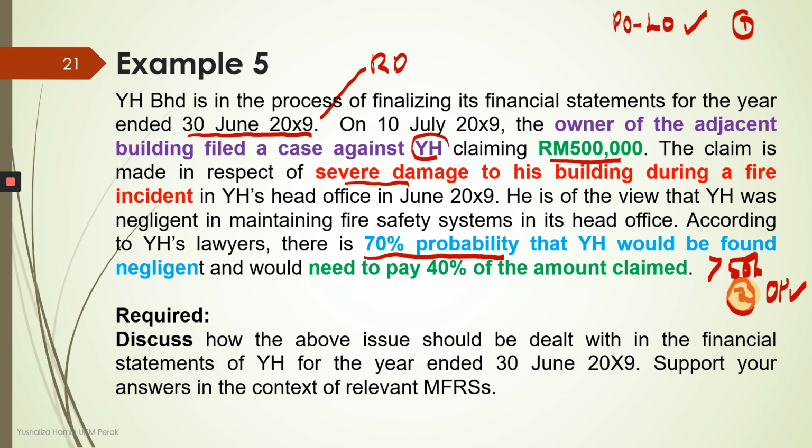And according to the lawyer, you will need to pay 40% of the amount claimed. So they claim for 500,000, but the lawyer says the reliable estimate is only 200,000. How much? 40% times 500,000. So checked. So all three are fulfilled. 1, 2, 3. You are asked to discuss this.